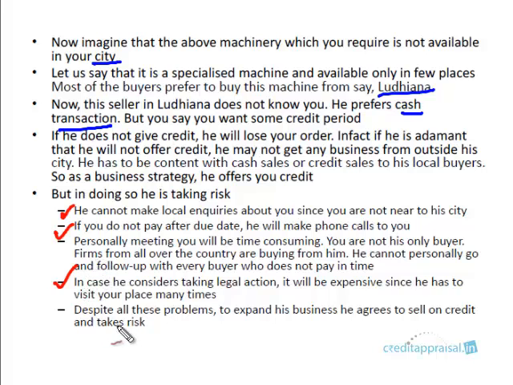So due to all these problems, the comfort level for the supplier to sell on credit to you will be less. But despite all this, he does that because it's a business necessity to expand his business. He has to sell on credit, so maybe he takes that risk.